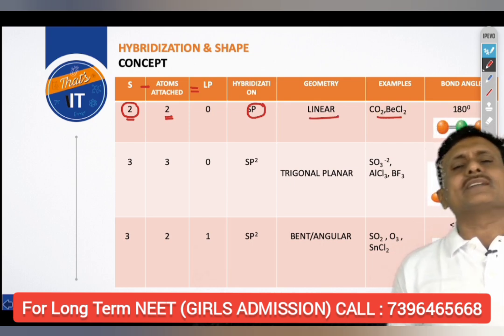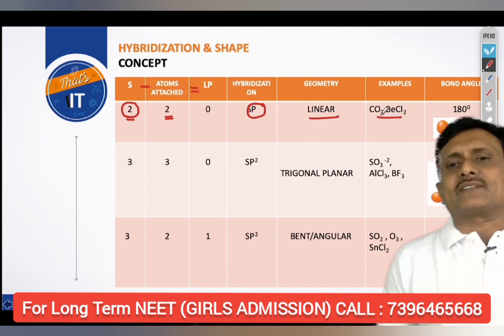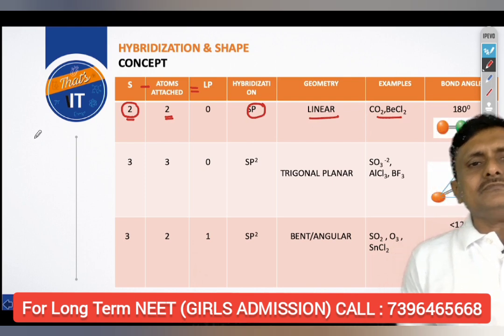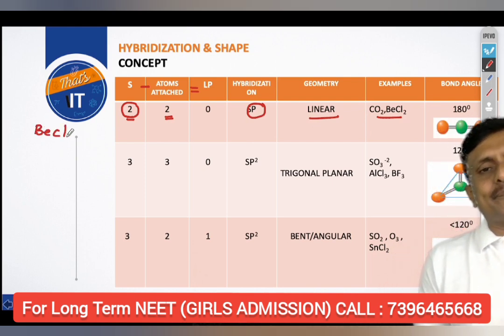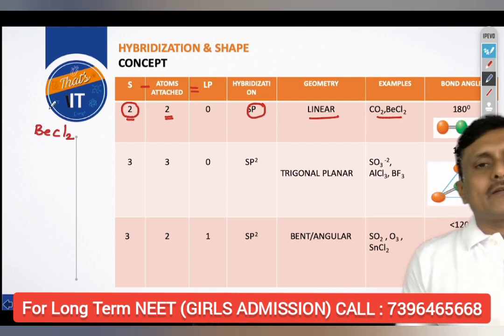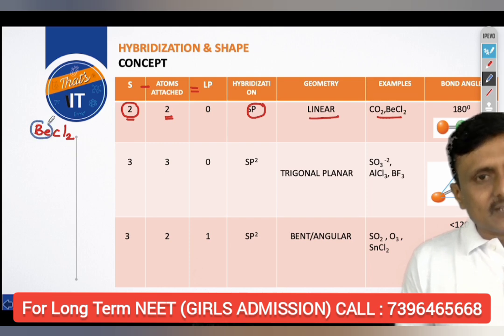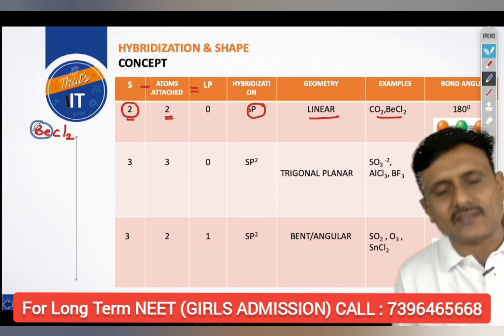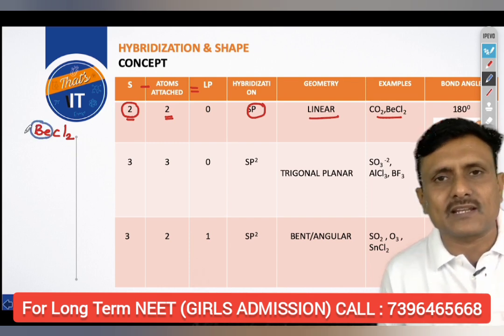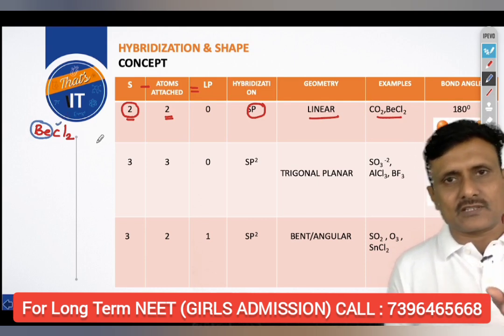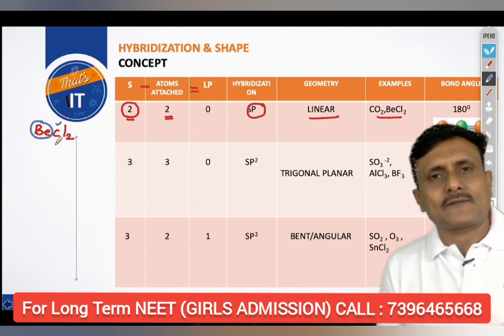Examples are these, and bond angle here I have mentioned, right? You can take CO2 and BeCl2. I'll take the example of BeCl2. You have to find the S of the central atom. The central atom is the one which has more covalency or more oxidation number. Beryllium has 2 oxidation number, chlorine has 1 oxidation number. So beryllium is the central atom.